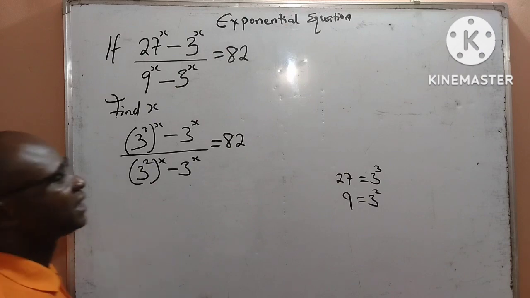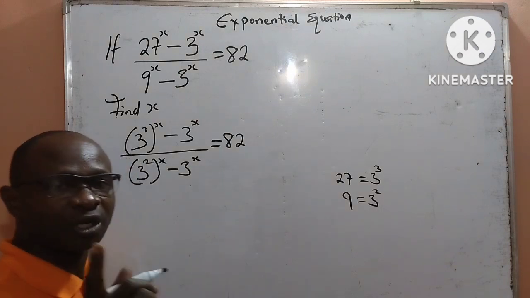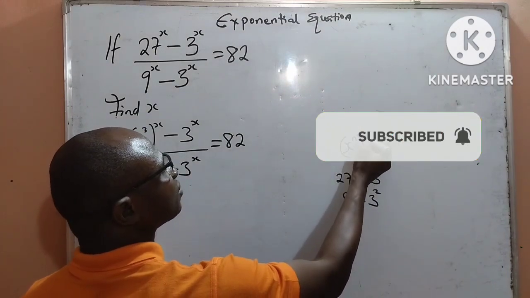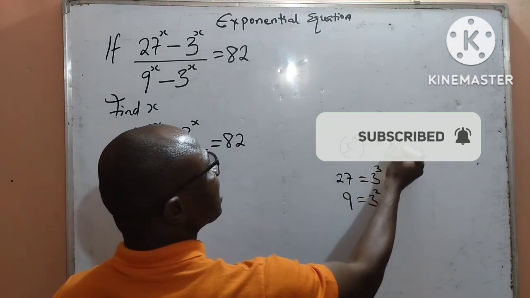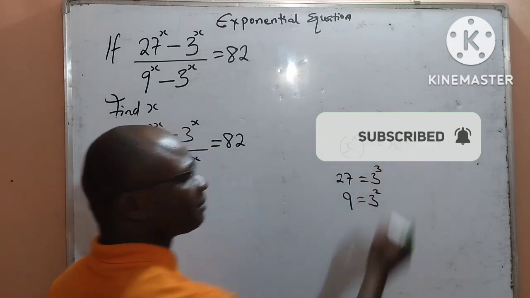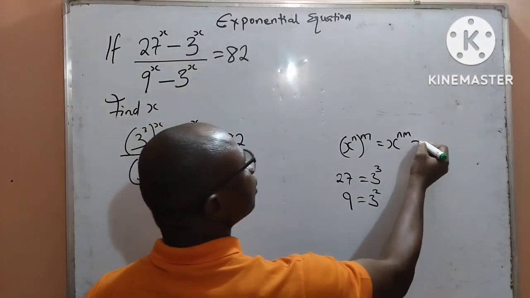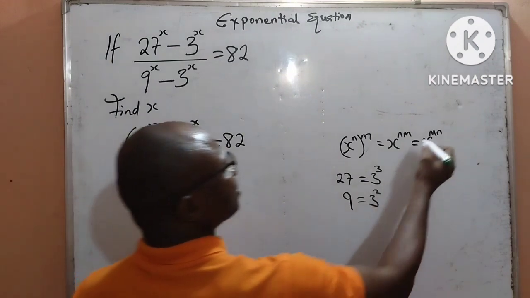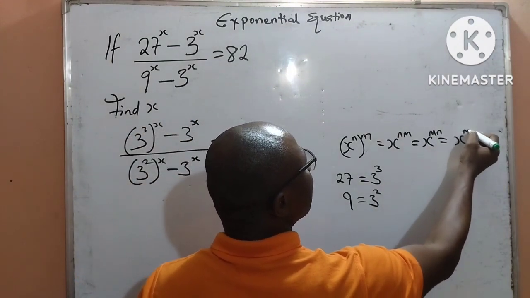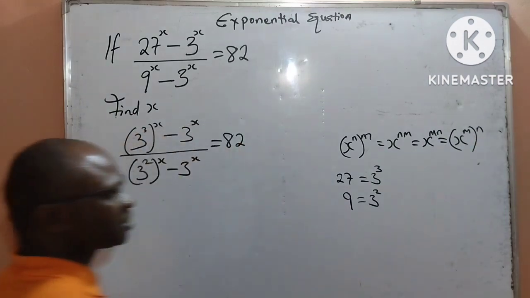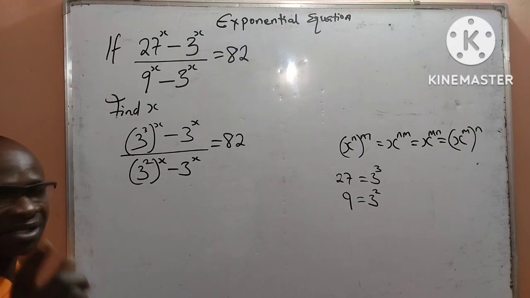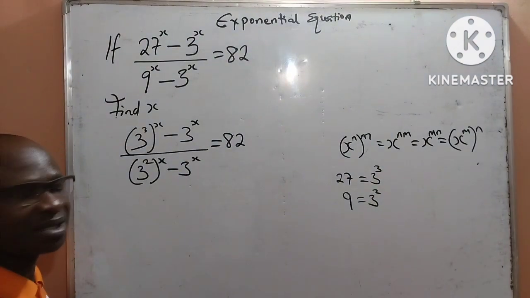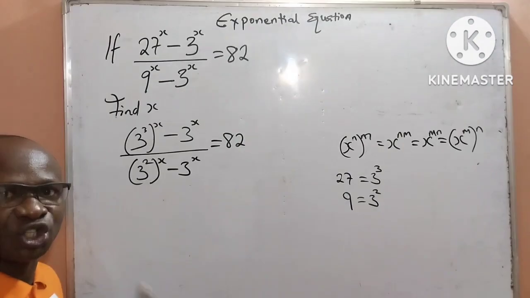Now, by the product law of indices, (x^m)^n is the same as x^(mn), and it can also be written as (x^n)^m. So that is the law of indices. You can interchange the position of the powers because multiplication is commutative.